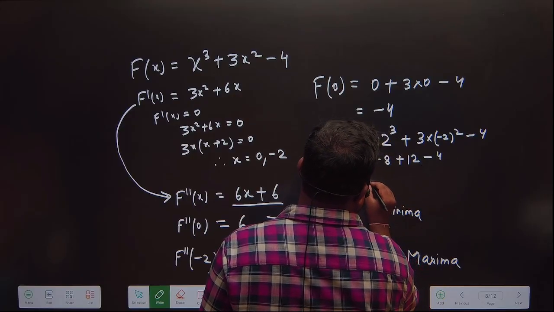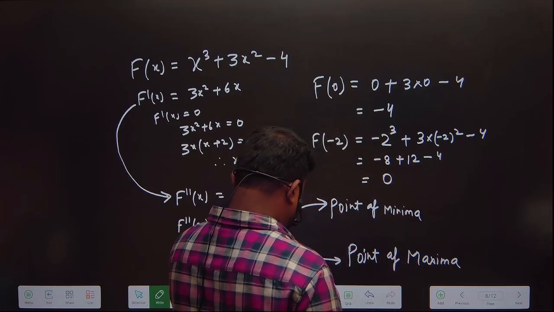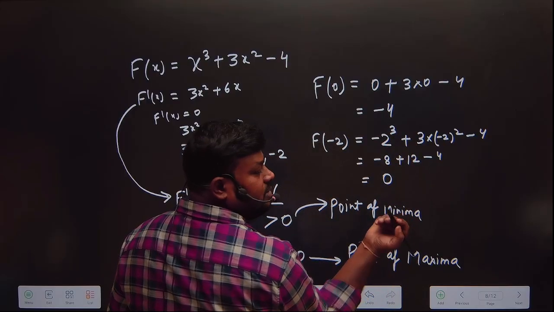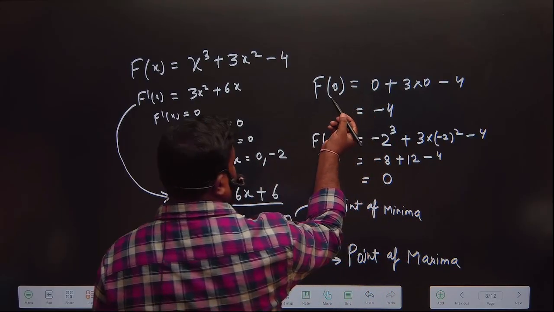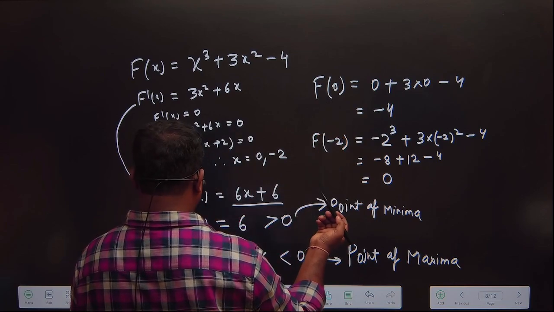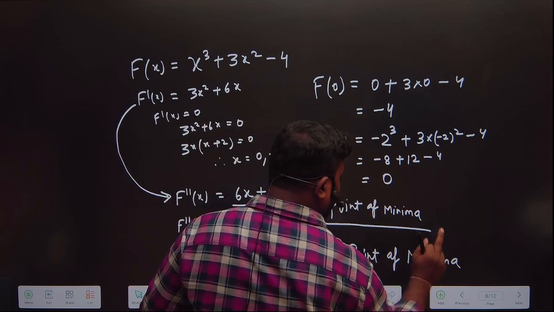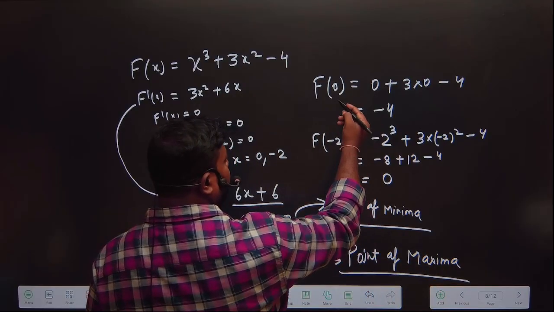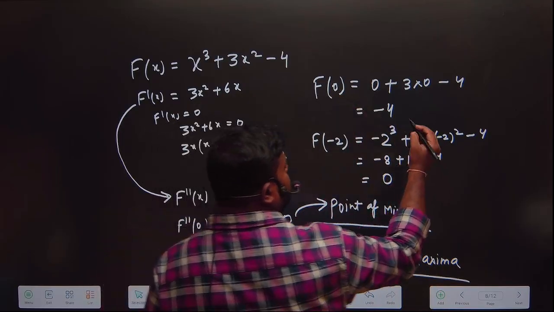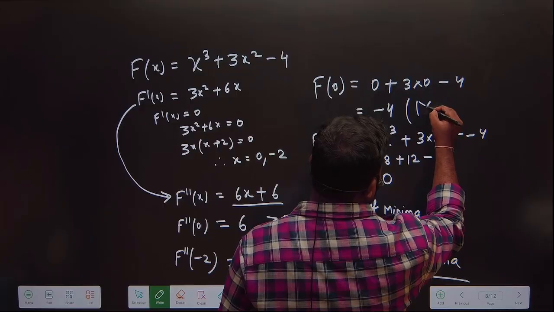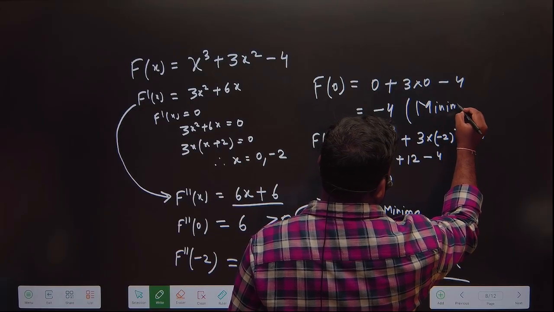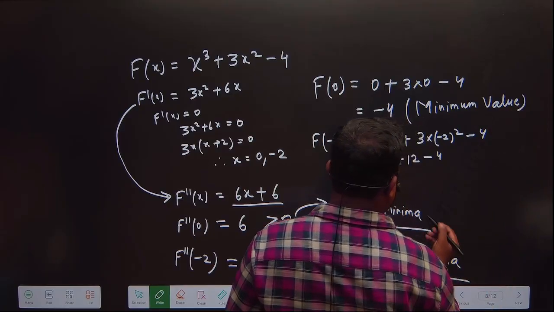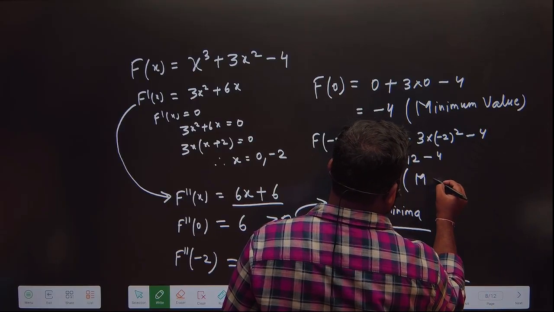It means 0. Now you understand which value is the minimum and which one is the maximum. When the value of x equals 0, that is the point of minima. And x equals minus 2 is the point of maxima. When we put this value in the function, minus 4 is known as the minimum value, and 0 is the maximum value.